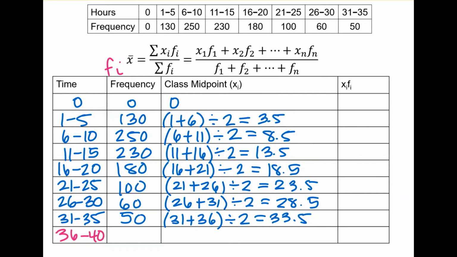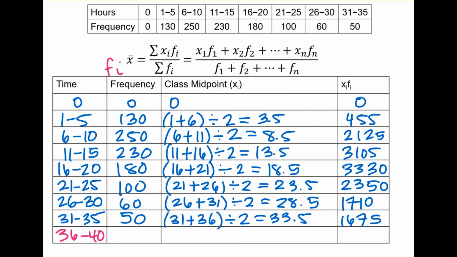Now let's fill in the xi-fi column. Xi is the class midpoint, and we will multiply that by the frequency, or fi. First, we multiply 0 times 0, which is 0. Next, we have 130 times 3.5, and we get 455. Next, we multiply 250 with 8.5, and we get 2,125. Now let's finish finding the rest of the values. Now let's find the sum of the xi-fi column, and this is 14,750. And now let's add up all of the frequencies, and we get 1,000.